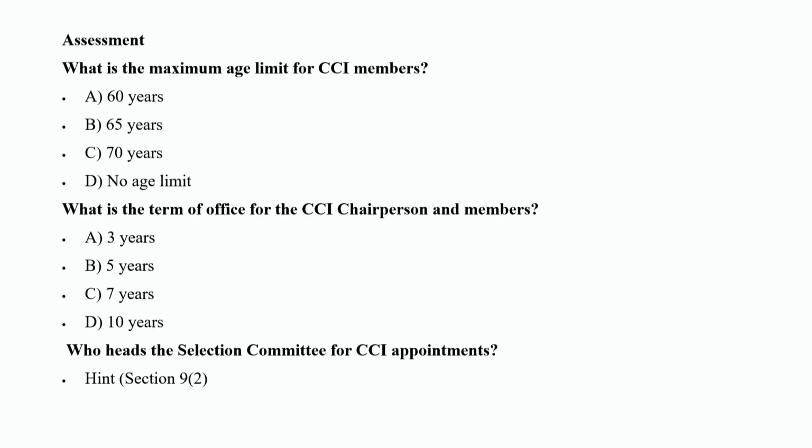The second question is for the assessment purpose. What is the term of office for the CCI chairman and members? 3 years, 5 years, 7 years, or 10 years. You have to identify the one correct answer from this MCQ.